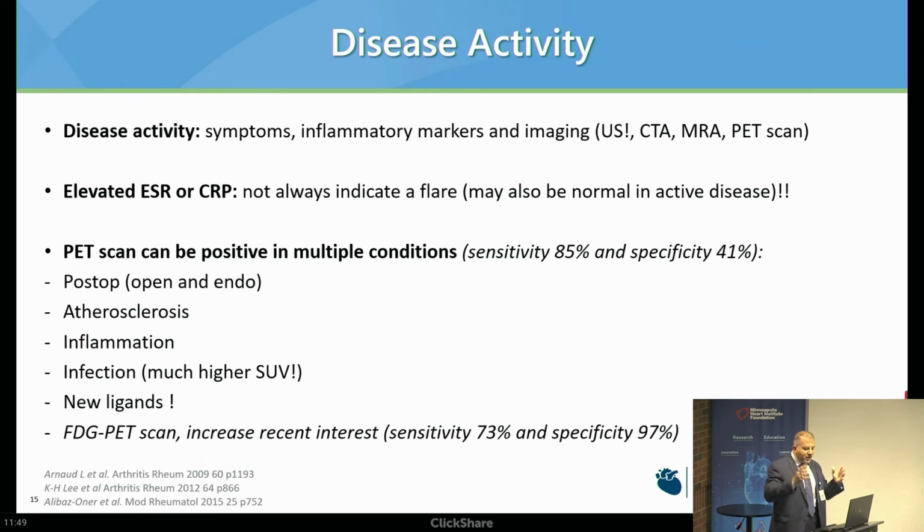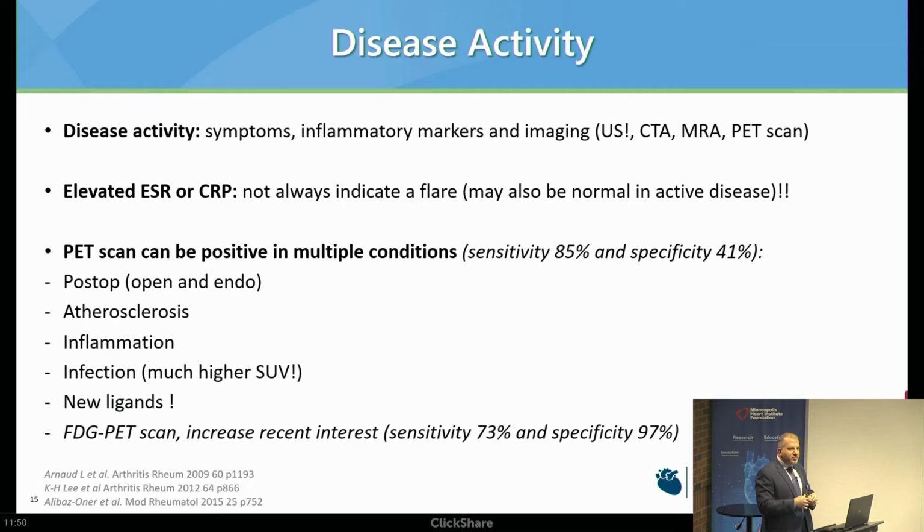You have to take all these considerations together to decide about the activity of the disease. And a lot of time we get PET scan, but I have to say that PET scan could be positive in many other conditions. Post-op, if Dr. Manunga, let's say, takes care of a patient with aortic aneurysm, we get a PET scan after that, it's going to be positive a little bit for a while. Patients with atherosclerotic disease, infection, so the specificity is not that great, it's 41%.